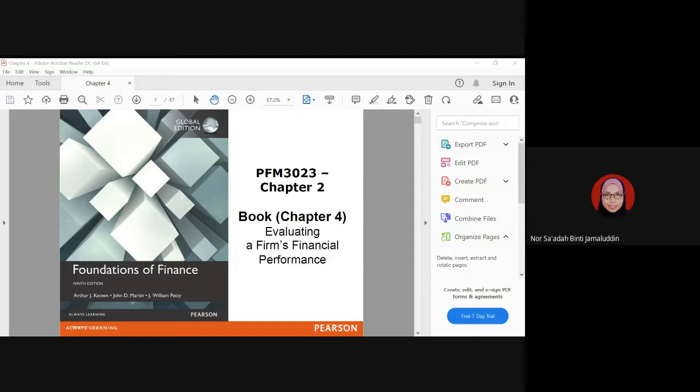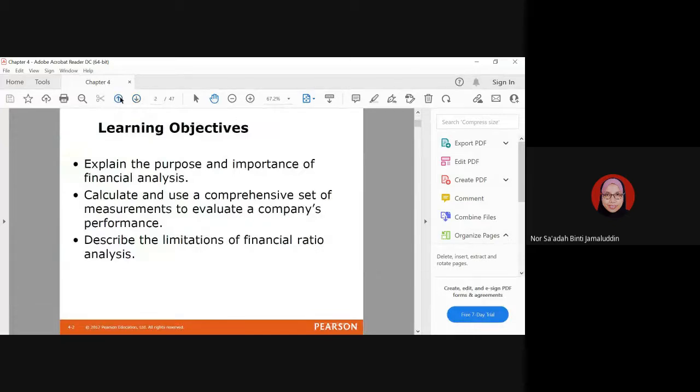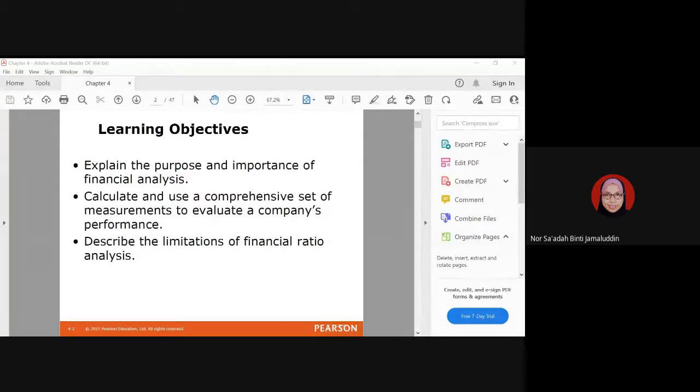Okay, we go to chapter 2 in the book. This topic is under chapter 4, right, which is on evaluating a firm's financial performance. So this is the best part for you to know about the analysis of the financial statement. Okay, analysis of the financial statement.